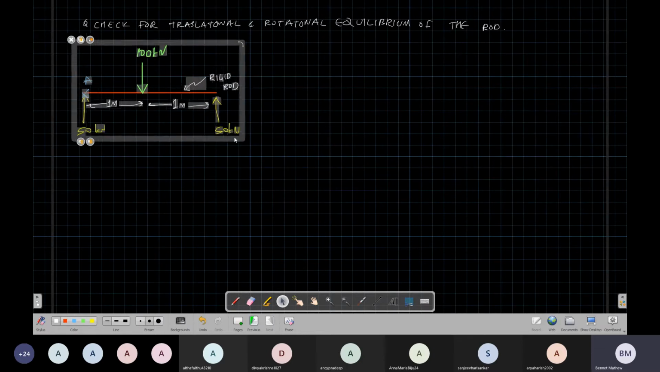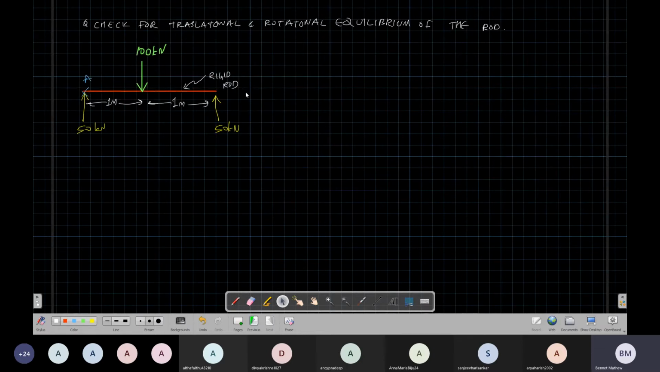To check for translational equilibrium, you just have to check that the sum of the x direction forces is equal to 0 and the sum of the y direction forces is equal to 0. Then we will see rotational equilibrium. I'll give you 2 minutes to try.